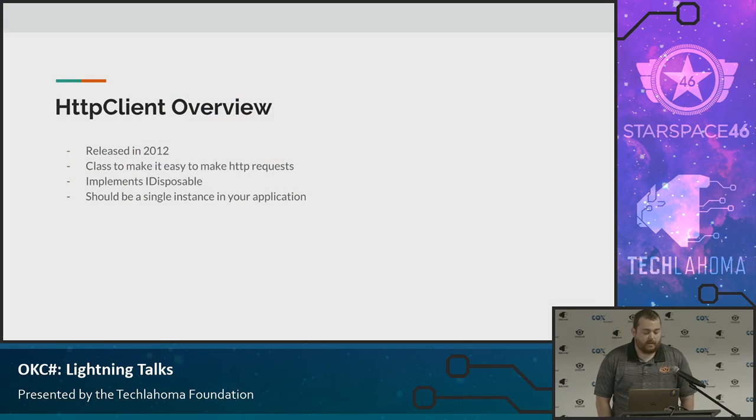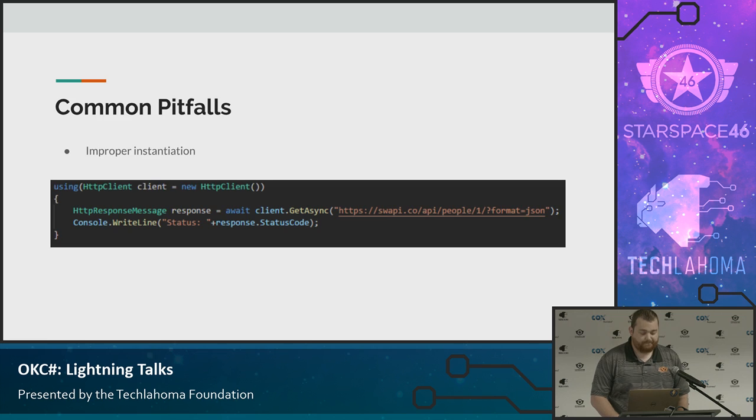So HttpClient was released in 2012. It is a class to make it easy to interact with web APIs. It implements IDisposable, which is something that causes a lot of problems with people. And it should be a singleton in your application. So you should only have one instance of HttpClient in your application.